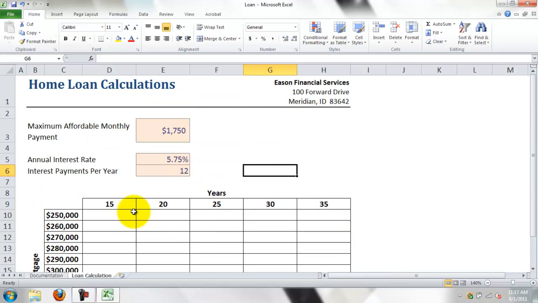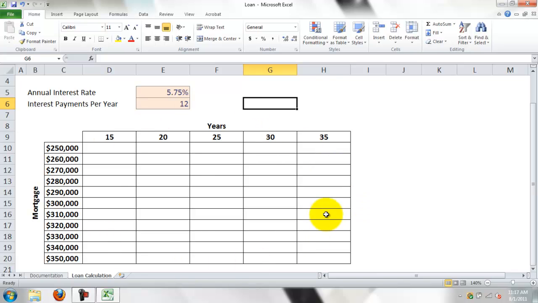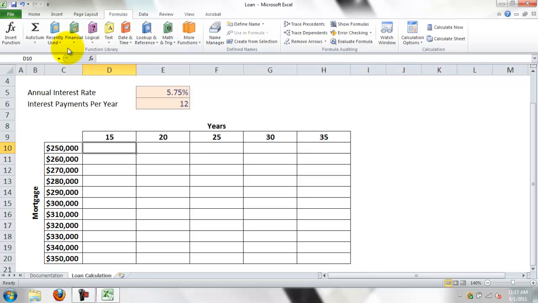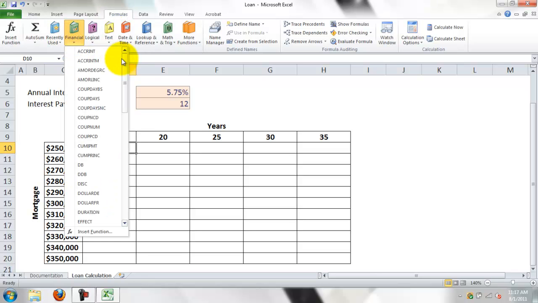So first, I'm just going to create one function, and I'm going to copy that down to all of my other cells within this table. But to do so, I need to be careful about where I use absolute and relative cell references. So first, in D10, I'm going to enter my payment function. And instead of just typing it in manually, I'm going to let Excel do a little bit of the work for me.